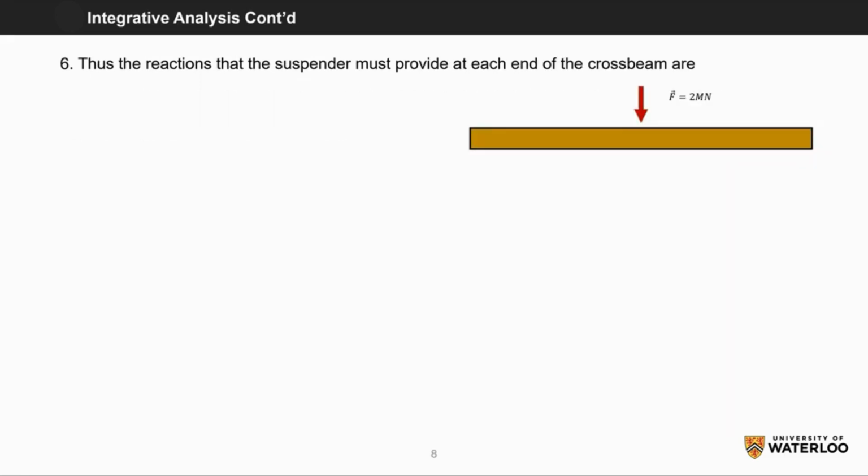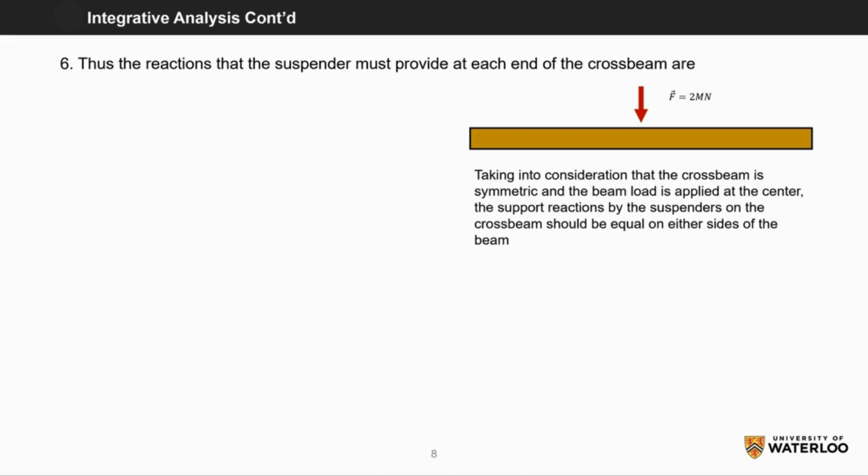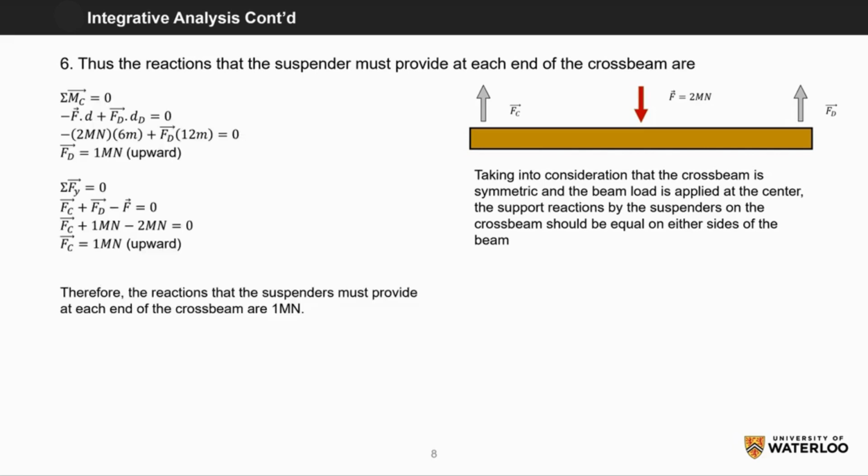Thus, the reactions that the suspender must provide at each end of the crossbeam are: taking into consideration that the crossbeam is symmetric and the beam load is applied at the center, the support reactions by the suspenders on the crossbeam should be equal on either sides of the beam. Let FC and FD represent the suspender reactions. Using the equations of equilibrium, we calculate FD to be 1 meganewton upward and FC to also be 1 meganewton upward. Therefore, the reactions that the suspenders must provide at each end of the crossbeam are 1 meganewton.